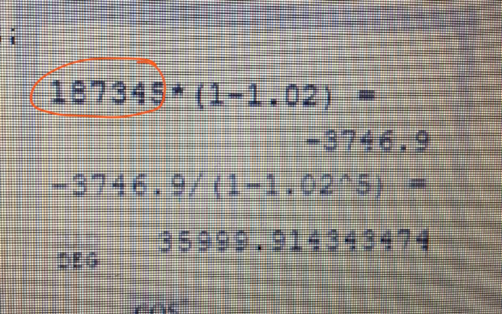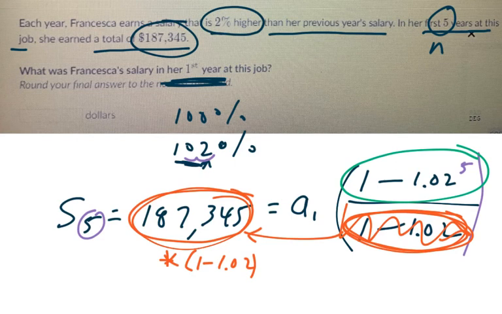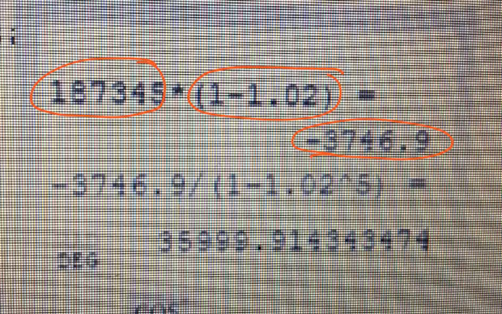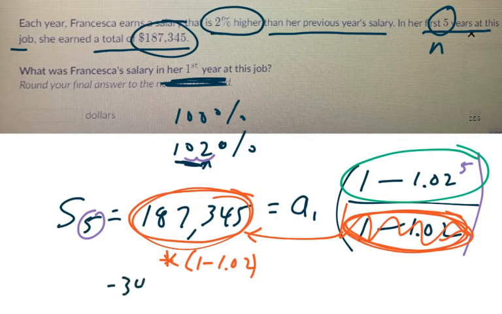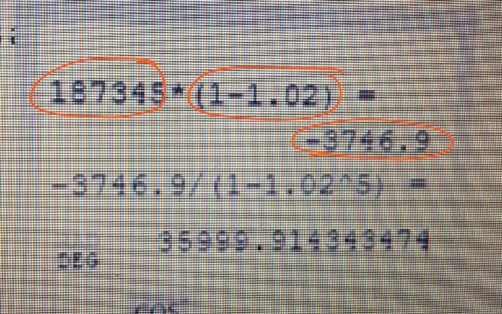I took my total for 5 years. I times it by that denominator, right? 1 minus 1.02. I got this weird negative number, which is kind of freaking me out, but don't worry. The numbers will work out in the end. Now what? So I know that what I have now is negative 3,746.9, right?